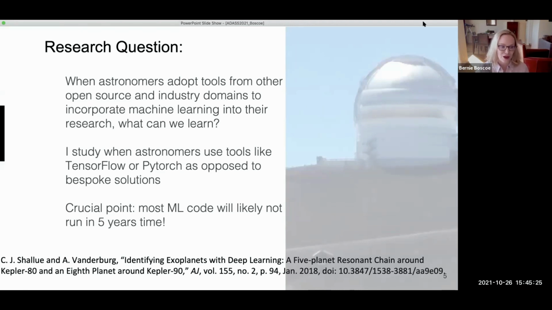We've tried to rerun projects from just a few years ago. For example, the Chalou and Vandenberg exoplanets deep learning project. So that's from 2018, and we had so much trouble even replicating this study. And they were very generous. They gave all of their code and everything in a GitHub repository, and the survey is public, so you would think this would be easy.